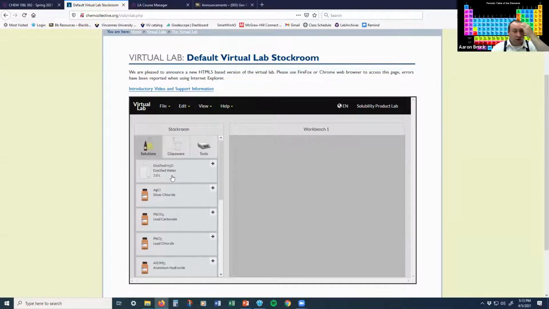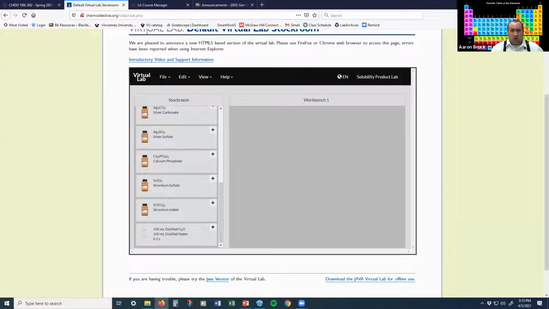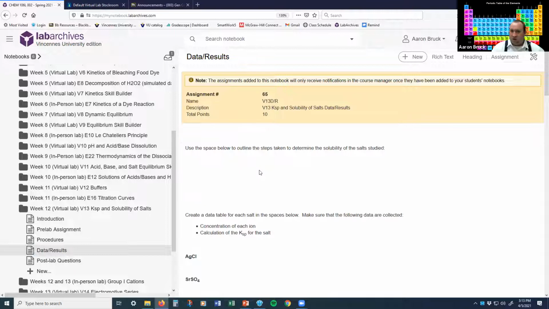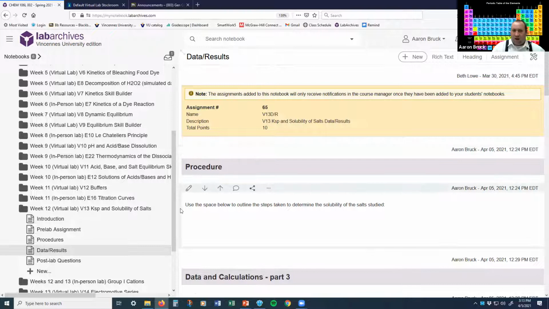And so what you have here are a series of solids and some water. And really what you're going to do, if you follow along in the procedure, is you are going to do a couple of things. First of all, you're going to do an assignment. You're going to go through this and make a procedure. So we are making this a little bit more open-ended in terms of what you need to do to determine the solubility of the salts.